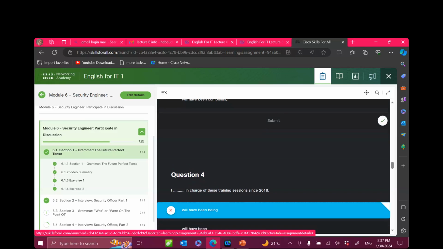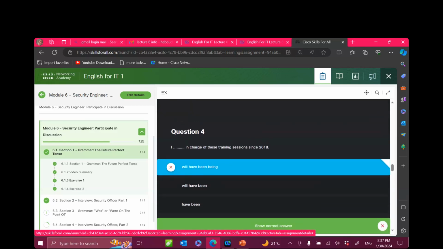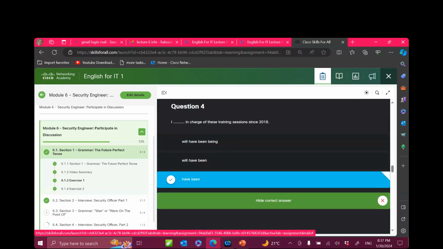Uh-oh, this is incorrect. So what do you think is the correct answer? Will have been or have been only? Have a look at the word since 2018. So the correct answer, excellent, is have been. It means this is present perfect, whenever I use since and for, without reference to the future. Do I have any reference to the future here? Actually, no. Not tomorrow, not next, nothing. So it's going to be present perfect.